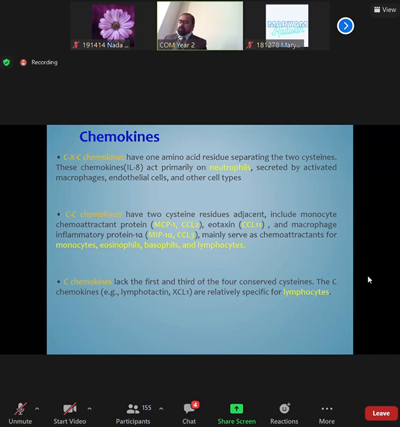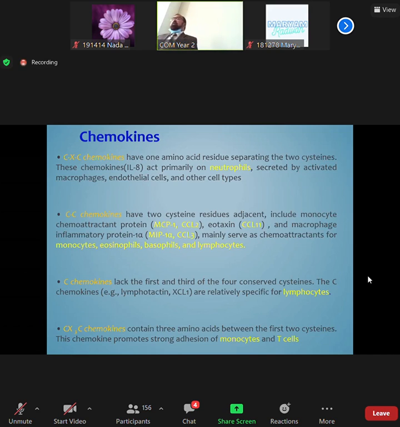Now coming back to the third one, which is only C. This C chemokine has lymphotactin, which is XCL1, and they usually attract lymphocytes. So we have a different one for each: the first one, CXC for neutrophils; the second one, CC for eosinophils and others; the third one is especially for lymphocytes. The fourth one is CX3C, which means in this chemokine we have 3 amino acids between 2 cysteines. So 2 cysteines and 3 amino acids.